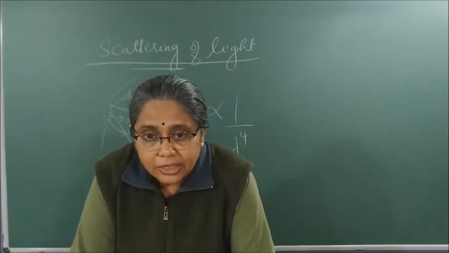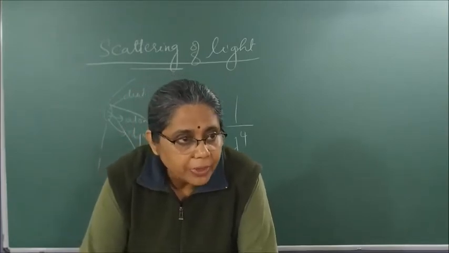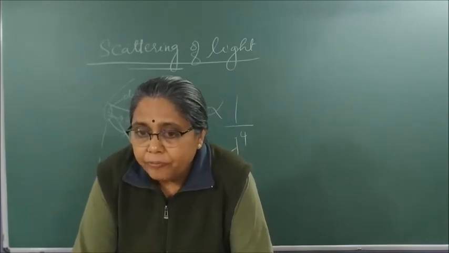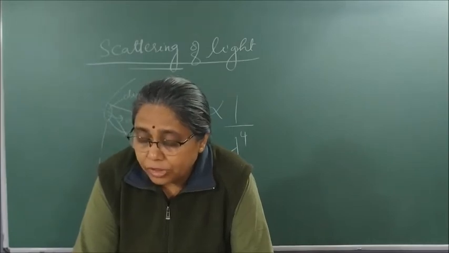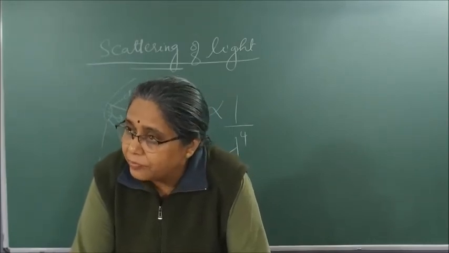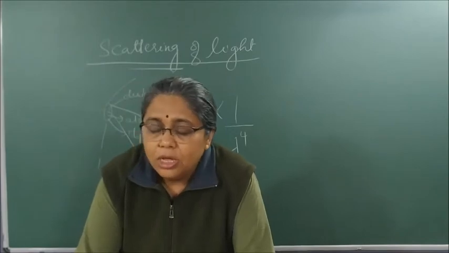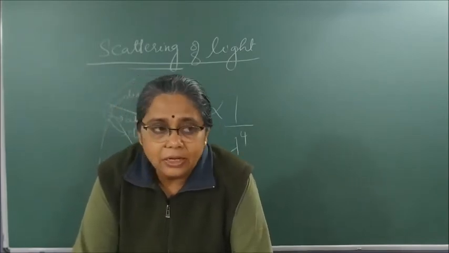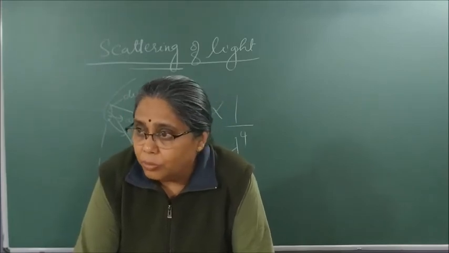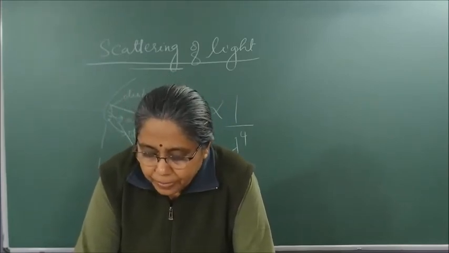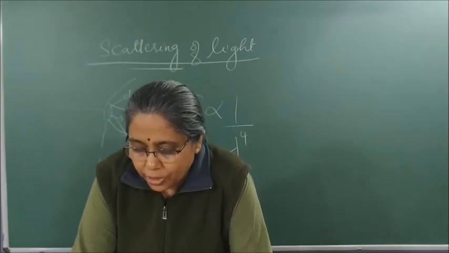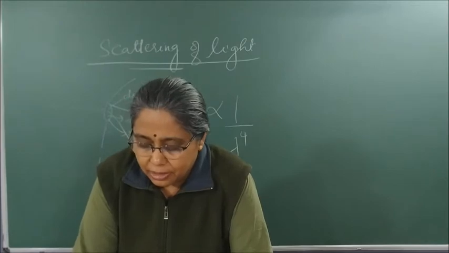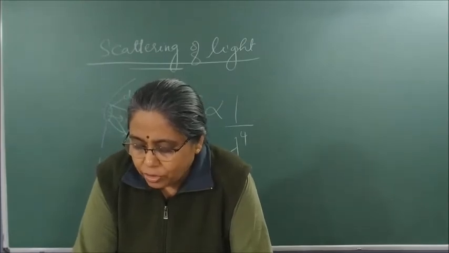This is your answer for why the sky appears blue. Because we have particles in the atmosphere which have a size smaller than the wavelength of visible light. Small particles will scatter shorter wavelength, and hence it will always be blue in color. If Earth had no atmosphere, there would not have been any scattering. Then the sky would have looked dark.